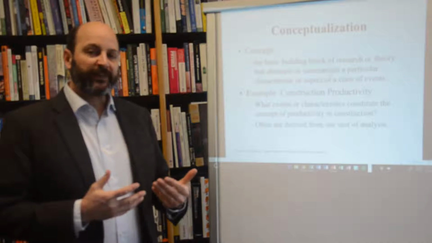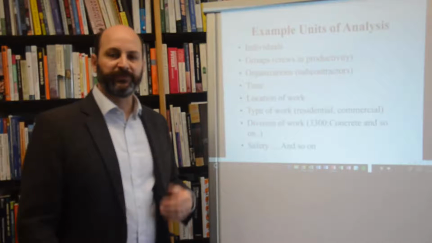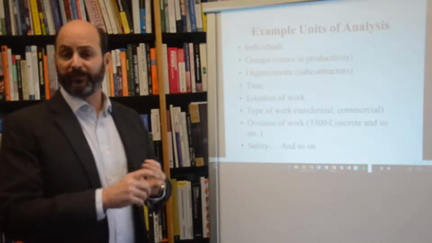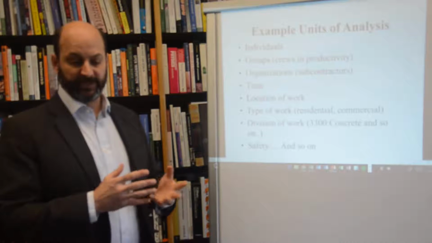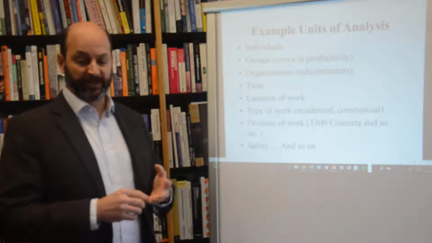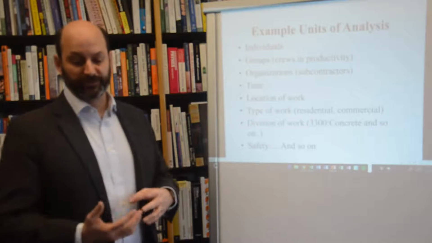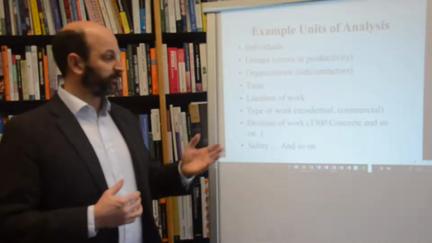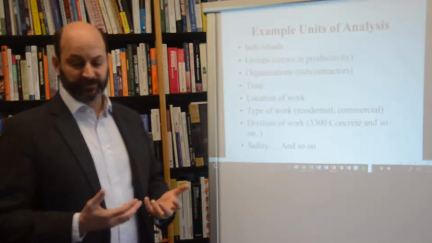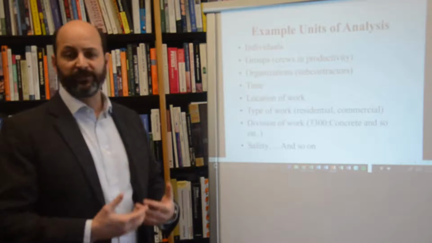They're often derived from different units of analysis. So here are some examples of units of analysis. Individuals might drive productivity. Groups, we call them crews often in productivity. Organizations, let's say there's subcontractors that might drive productivity on a site. Time, location of work, type of work, is it residential, is it commercial? Division of work, in this case I'll give you an example of 3300, concrete, but it could be many other divisions of work. Safety can drive productivity, so the list continues.